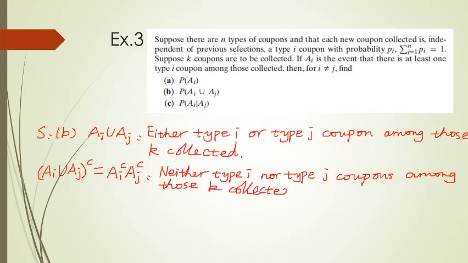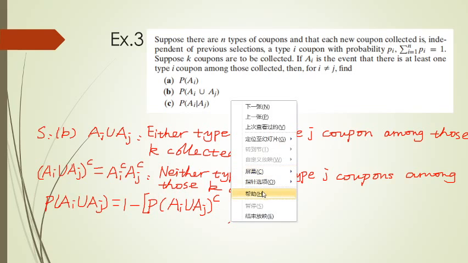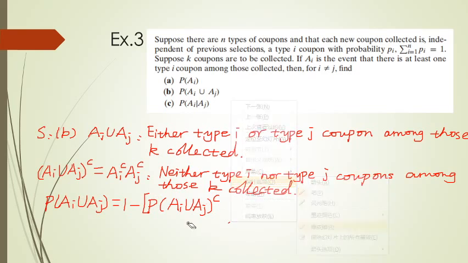We only collect K coupons. Now, how can we understand this event? We know that the probability of AI union AJ, you can work out in this way, will be 1 minus its complement, right? AI union AJ, the whole thing complement. Let me write it in this way.